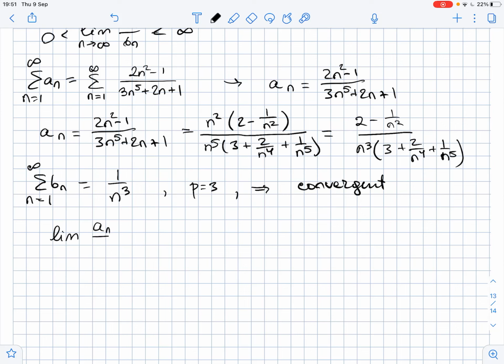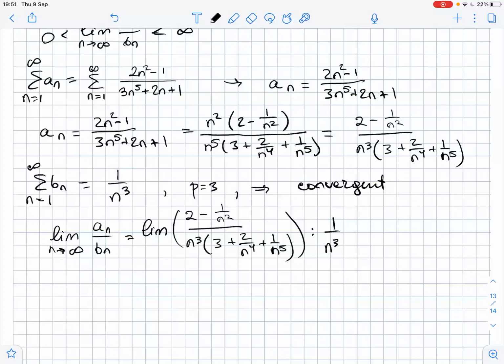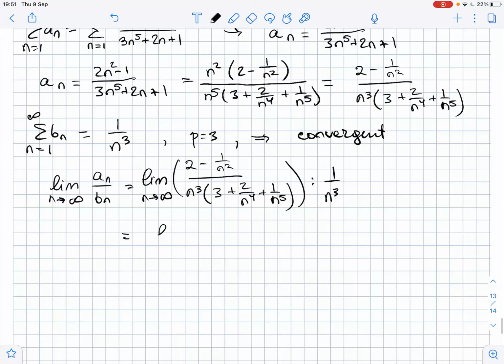Now let's look at the limit of an over bn, where n approaches infinity. It equals this expression divided by 1 over n cubed, where n approaches infinity. Then this equals the limit of (2 minus 1 over n squared) over (3 plus 2 over n to the 4th power plus 1 over n to the 5th power), where n approaches infinity.